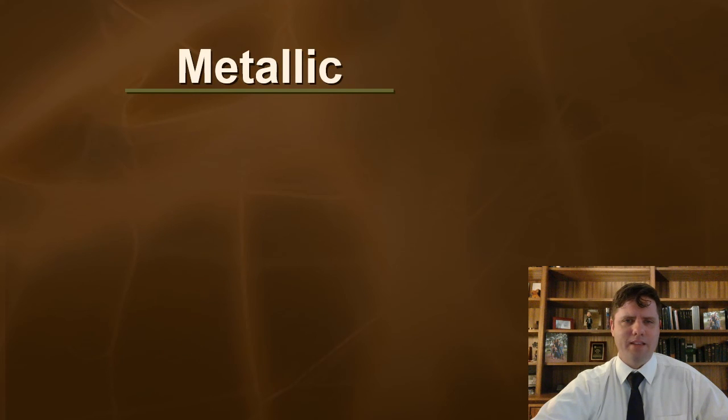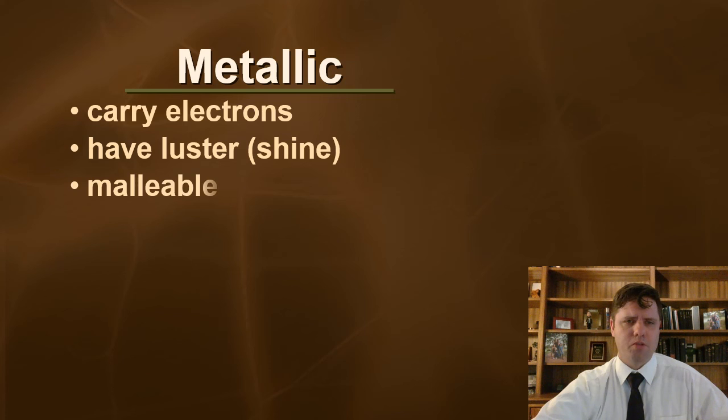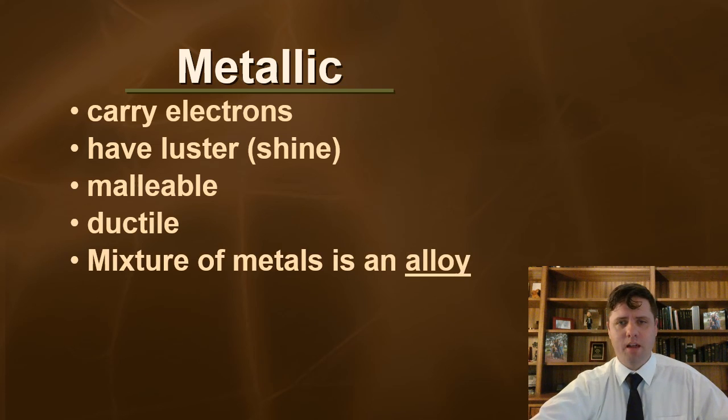It's not a good conductor of electricity by itself, but when dissolved in water, it's an incredible conductor of electricity. And then last but not least, the metallic bonds. We learned together they have a sea of electrons. They have a luster or shine. They are malleable, which means they can be hammered out and spread out. They're ductile, which means they can be drawn into thin wires. And as we already noted, a mixture of metals is called an alloy.